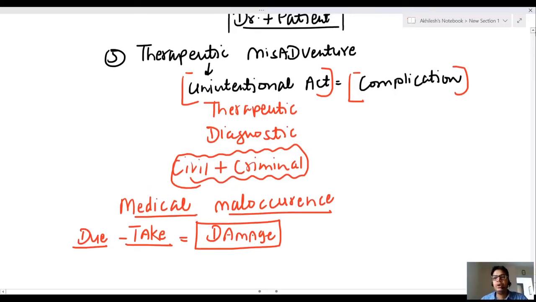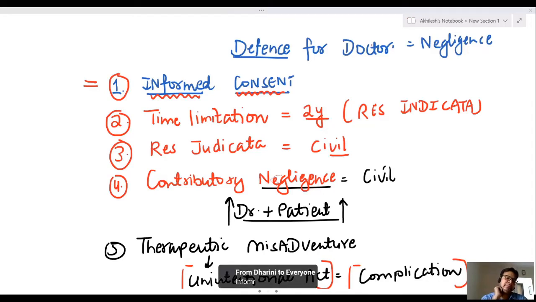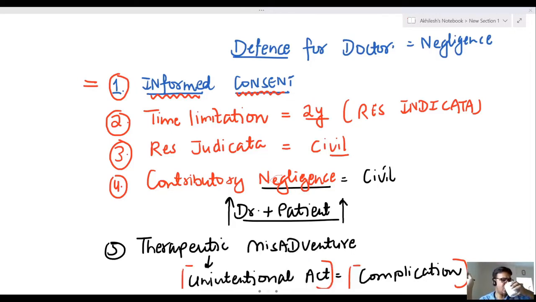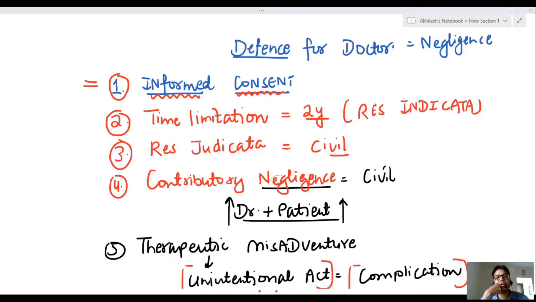Again, I'm revising, my dear friend. What are the defenses available for a doctor? First, the doctor should get which consent from the patient? Informed. Everything should be informed. What is the time limitation for the patient to file a case? 2 years. Res judicata is a defense in which case? Yes, civil negligence only.